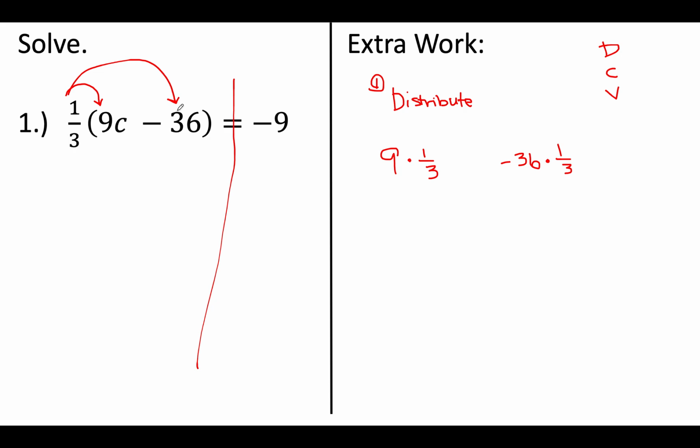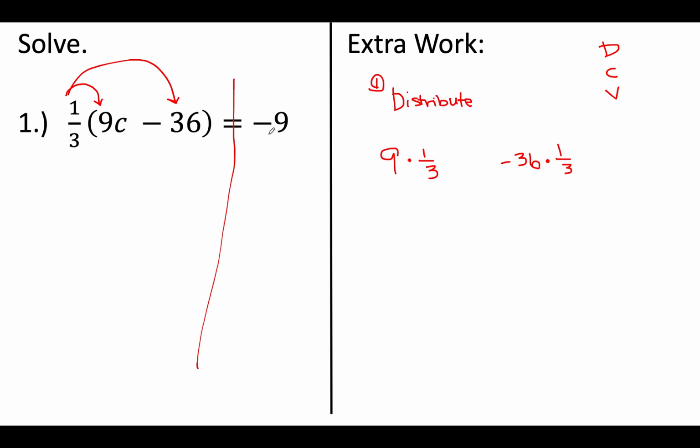Number two, this is not inside the parentheses. So you can't distribute to something not inside the parentheses. So that's two reasons why we only distribute the 1/3 to the 9 and the 36.